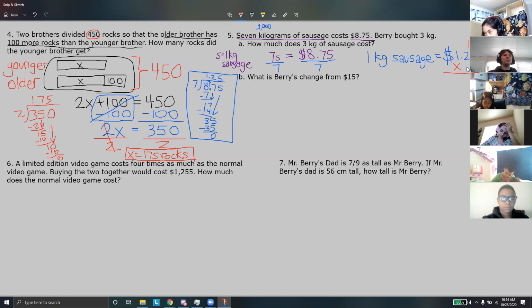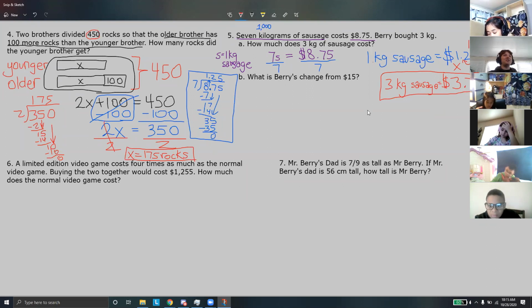3 times 2 is 6, plus 1 is 7. 3 times 1 is 3. And then we find out where the decimal goes. So 1, 2, we have to go in twice to put the decimal in. So that would be $3.75. So 3 kilograms of sausage is equal to $3.75. Good, and so we need to make sure that question's right for our next question.